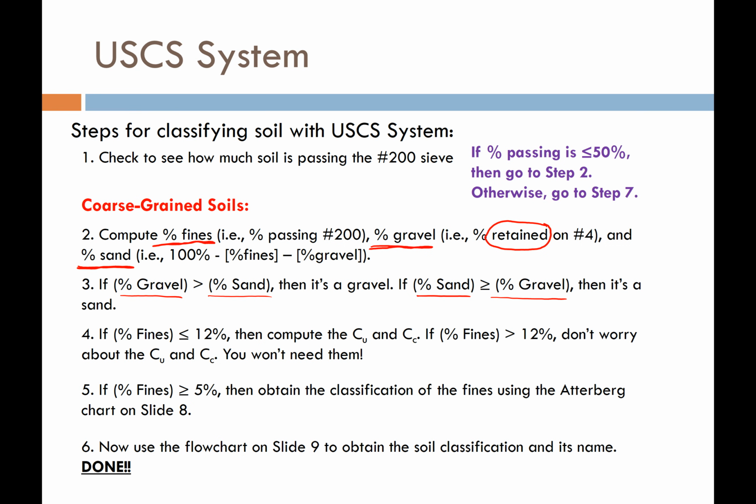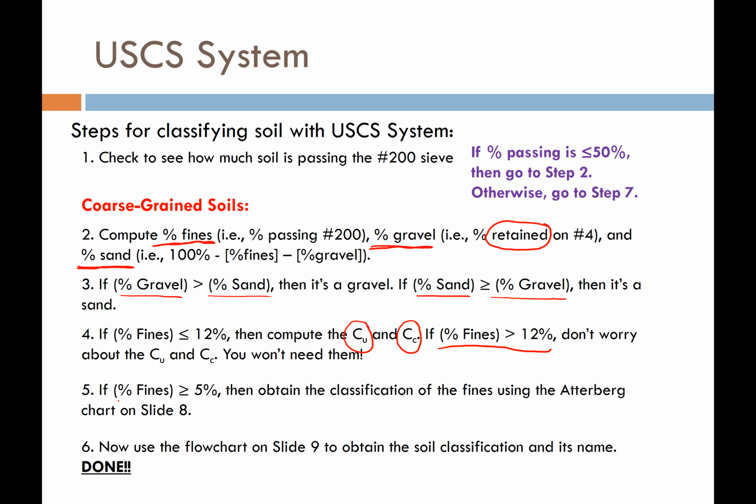Step number 4, if the fines are less than or equal to 12%, then you're going to need to compute the uniformity coefficient and the coefficient of gradation, just like we did in the sieve lectures, lecture number 2. But here's the cool thing. If your percent fines are greater than 12%, don't worry about it. You don't need to compute those numbers. All we need to know is the plasticity index behavior of our fines.